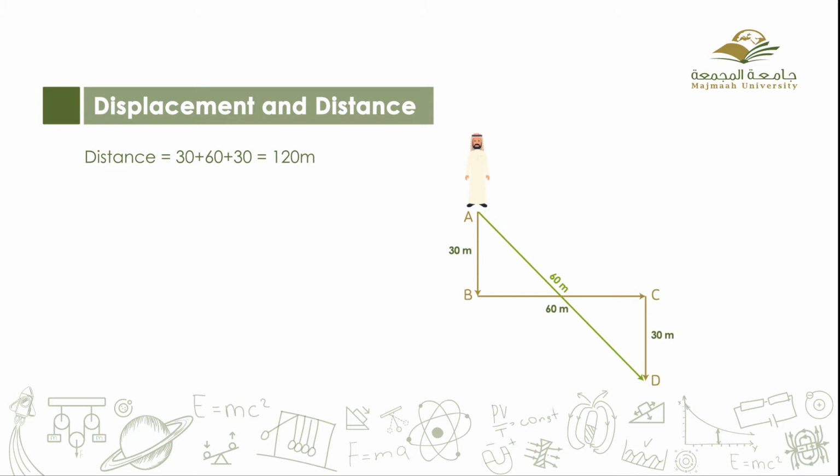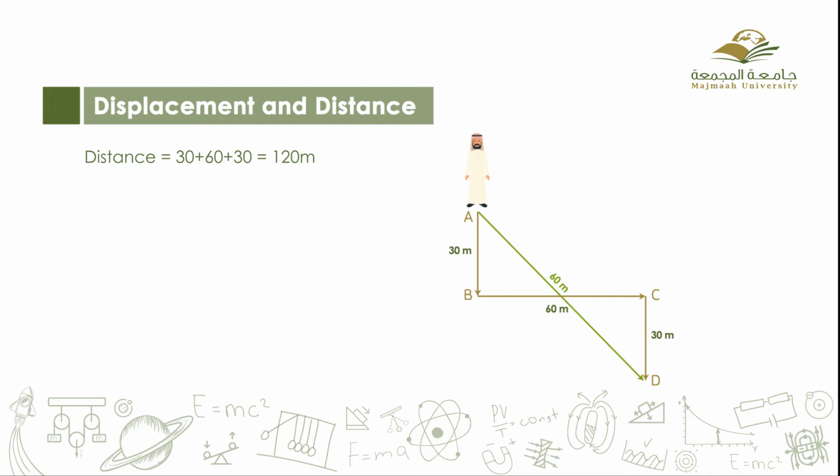Now we saw that the object moved from point A then to B, then to C, then to D. The total distance covered is 120 meters. So here we did not care about the direction. Whatever the direction of the object, we find the total distance.